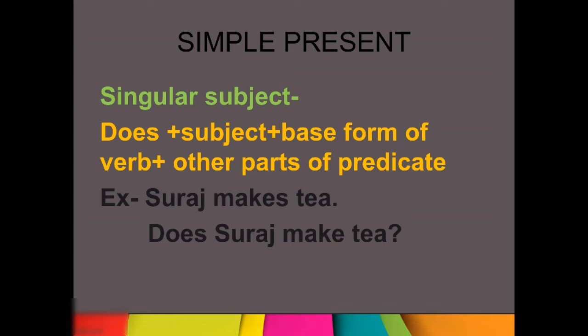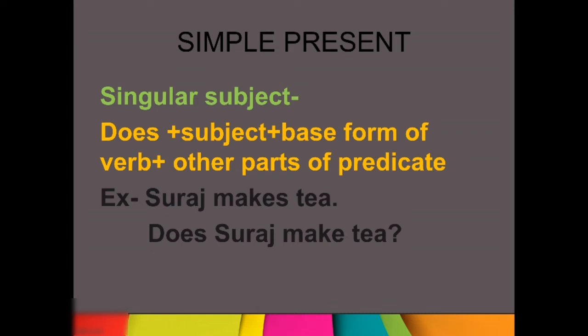Singular is one and plural is more than one. So if we are having a singular subject, अगर आपका subject जो है वो singular है, then आप कैसे question form करोगे? First of all you will put does, then subject, then base form of the verb, right? Base form means first form of your verb. And other parts of the predicate. Other parts of the predicate means जो rest of the sentence आपका बचता है. Let's clear it out through an example. अब example के through देखते हैं. देखो, सूरज makes tea. सूरज क्या बनाता है? टी बनाता है. Okay, सूरज makes tea.